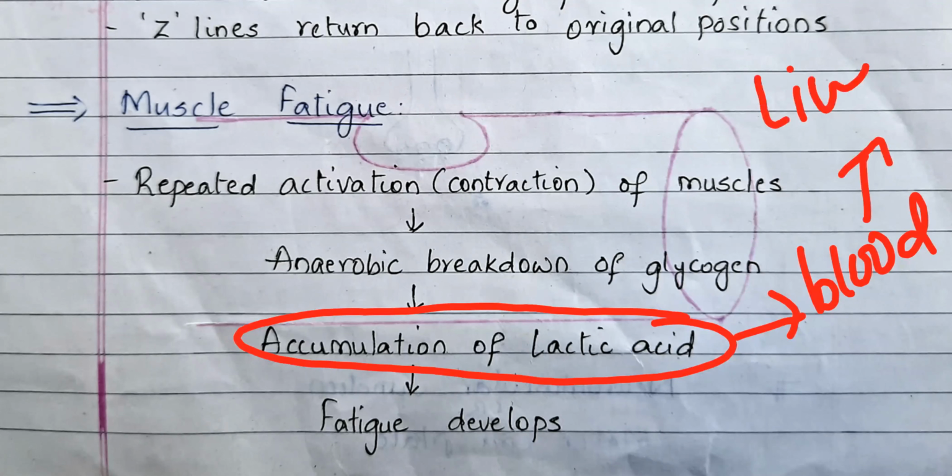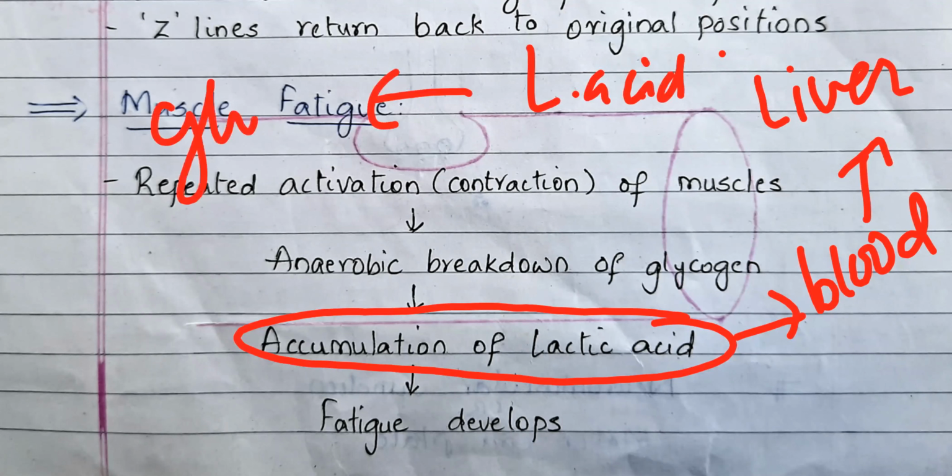While this blood passes through the liver, the liver will convert this lactic acid back into glucose, for which it uses one cycle which is called the Cori cycle.